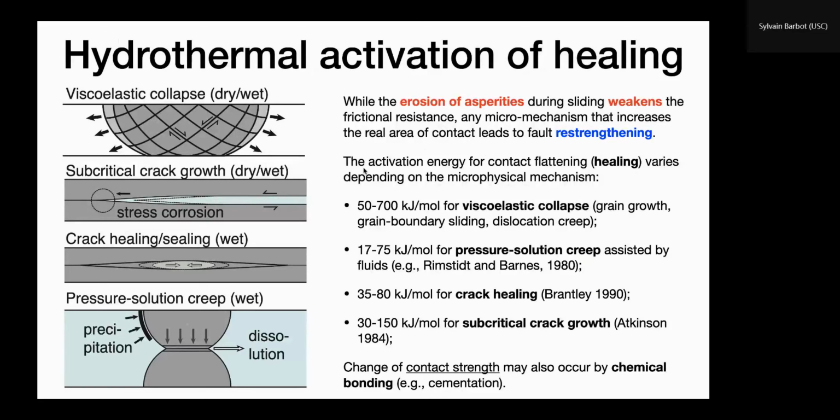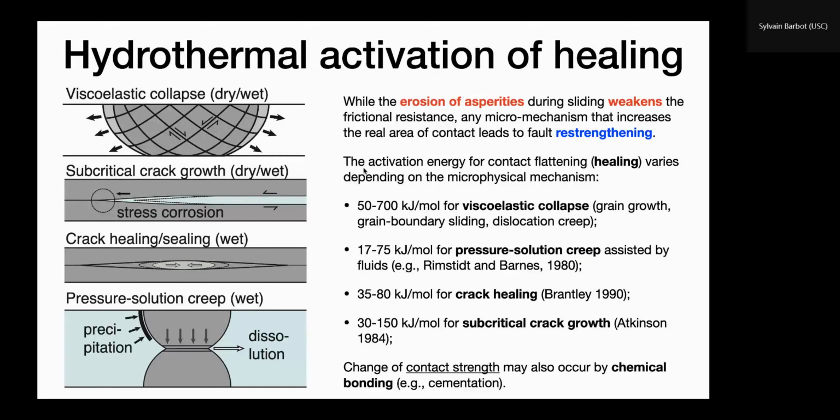So then there's a lot of individual experiments on viscoelastic flow of different materials. And this is a thermally activated process. It has activation energies between 50 and 700 kilojoules per mole, depending on mechanism. These can be diffusion creep, dislocation glide, grain boundary sliding, etc., that happens inside the asperity or near the surface or at the surface of these micro-asperities. This is a universal mechanism because it can work in dry and wet conditions.